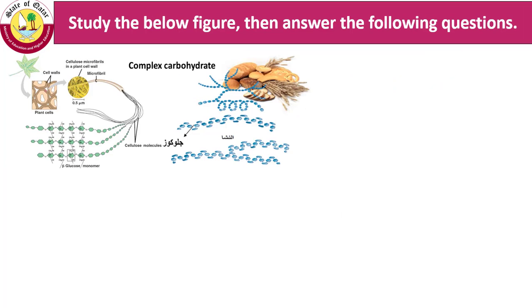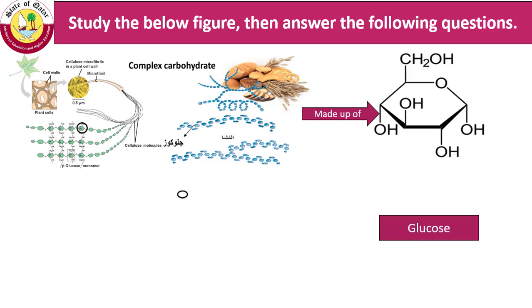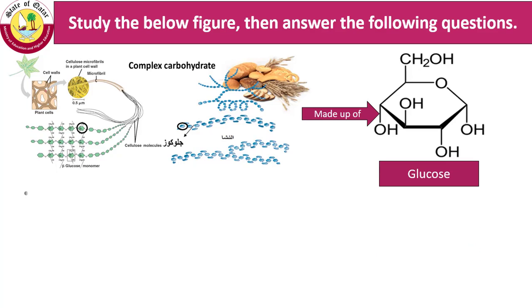Let's now study the below figure, then answer the following questions. The figure shows 2 types of complex carbohydrates, which are starch and cellulose. We all know that starch is found in bread, pasta, rice, and potatoes, whereas cellulose is found in cell wall of plant cells, as we studied before. Both starch and cellulose are made up of repeating units of simple carbohydrate, which is glucose.